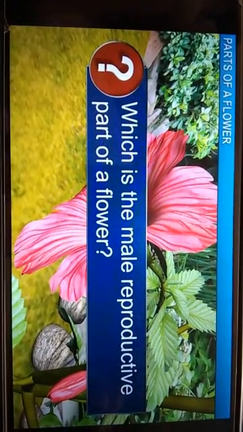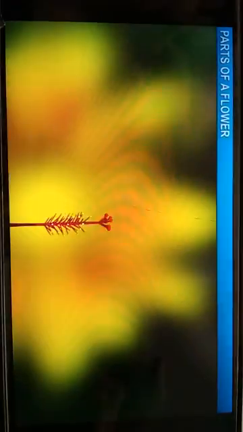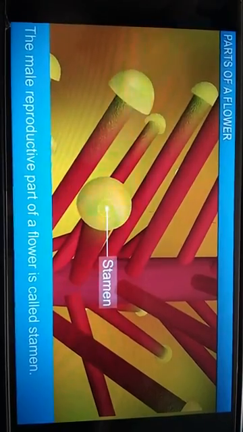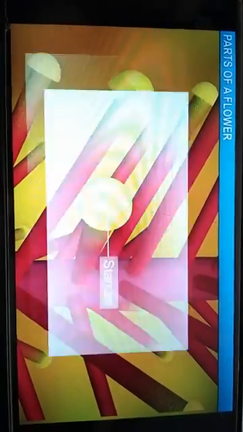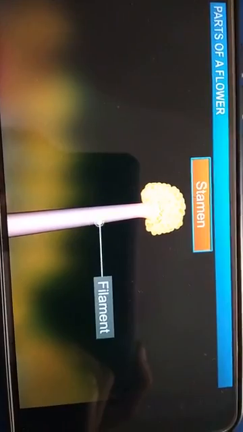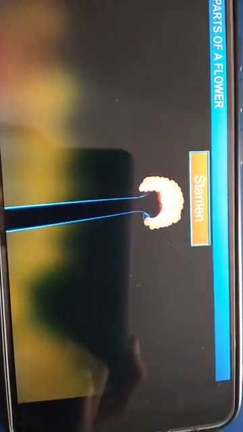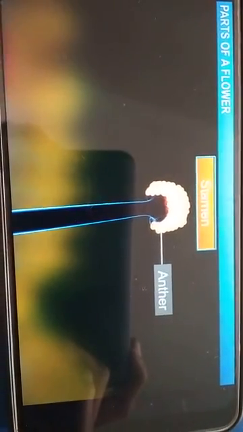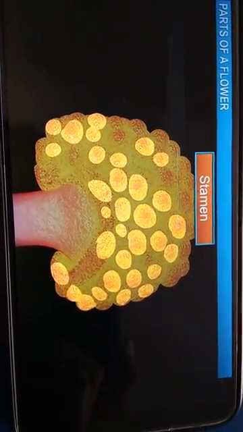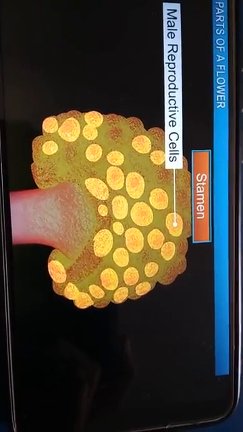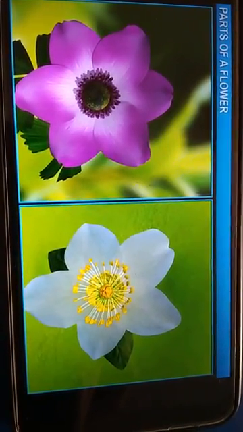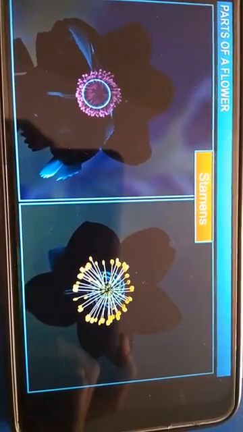Which is the male reproductive part of a flower? Stamen is the male reproductive part of a flower. The small tube with a little bulge present at the end of a stamen is called filament. The filament has a yellow sac called anther. This yellow sac contains pollen grains, which contain male reproductive cells. Like sepals and petals, every flowering plant differs in the number of stamens too.